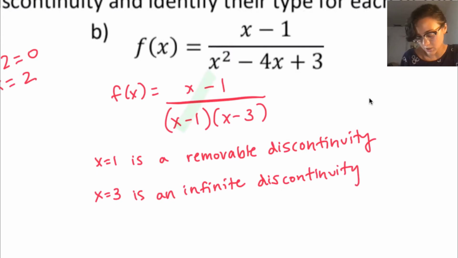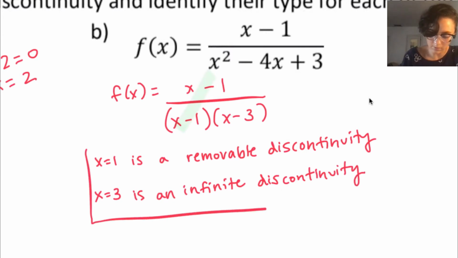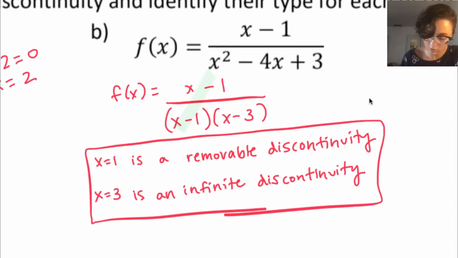So I finished the problem, and you can look up and check your work with mine, or pause and try to finish it on your own. Because I can cancel out the terms x minus 1, I know that at x equals 1 is a removable discontinuity, and I know that at x equals 3 there is an infinite discontinuity, because that cannot be canceled out, so it causes a vertical asymptote.